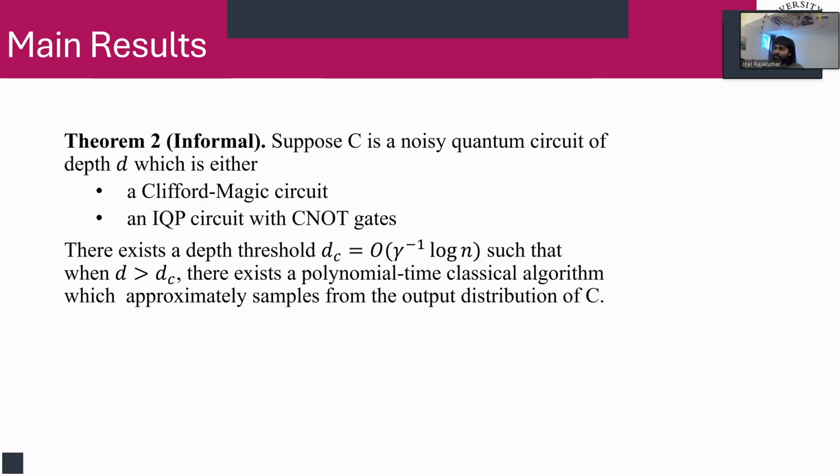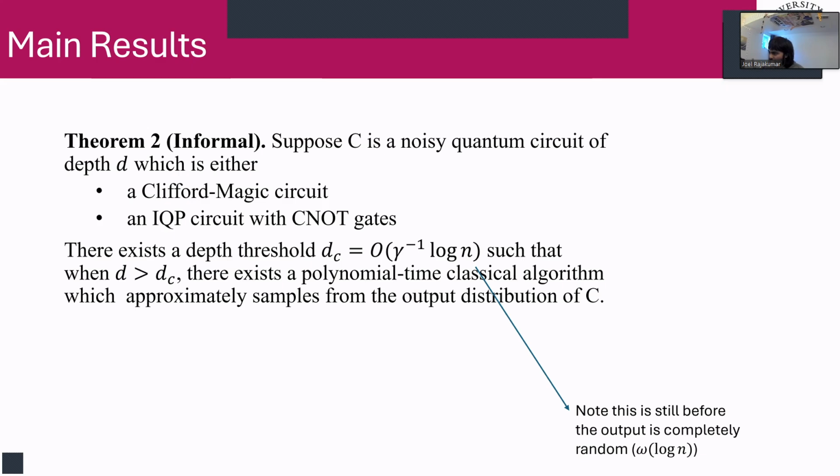Yeah. So another result we have, which is maybe not as impressive, but analytically kind of interesting, is that if C is a noisy quantum circuit, which is Clifford magic or IQP, but now you've relaxed this 1D lattice requirement, so now it can have any locality, there is a depth threshold, which is gamma to the -1 times log n, such that when D is greater than DC, there's a polynomial-time classical algorithm. This is not that great, but if you notice, it's still before the output distribution is completely random, which formally requires you to go beyond log n depth.